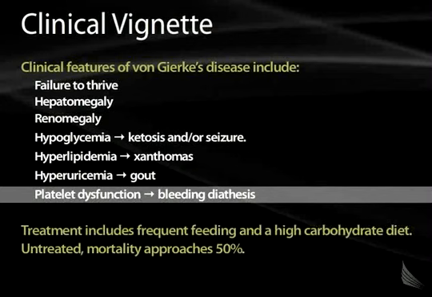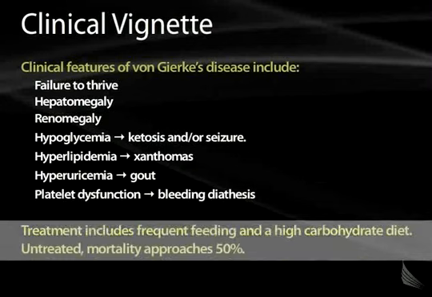a tendency to bleed. The way that we treat this disease is frequent feeding and a high carbohydrate diet. This decreases the dependence of individuals on glycogen metabolism. Even so, individuals still accumulate glycogen in their tissues, and mortality approaches about 50% if the patients aren't treated.